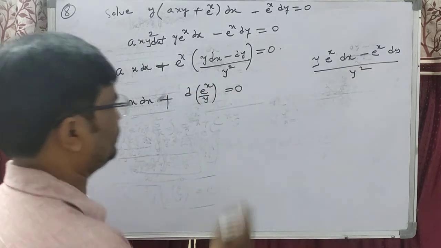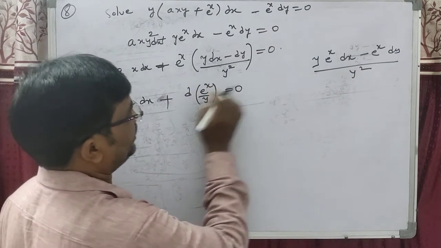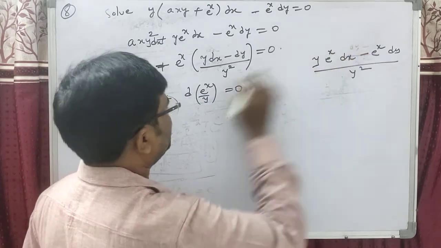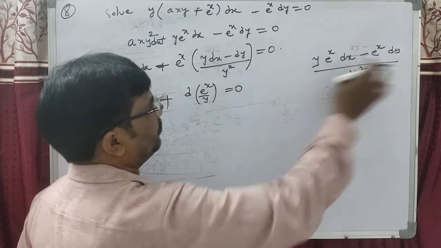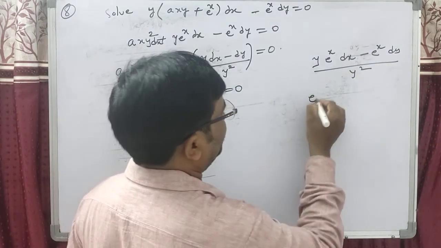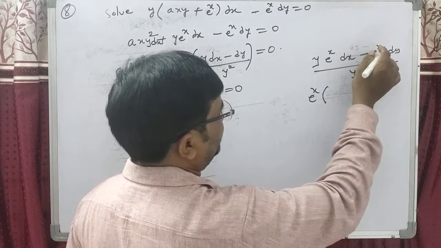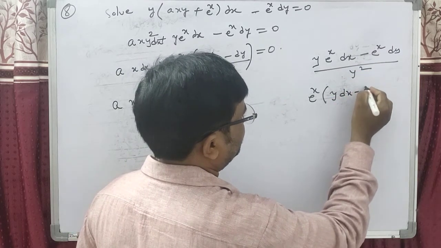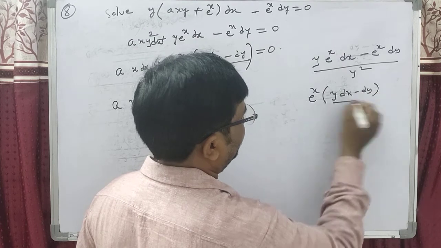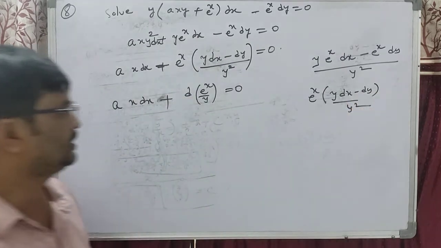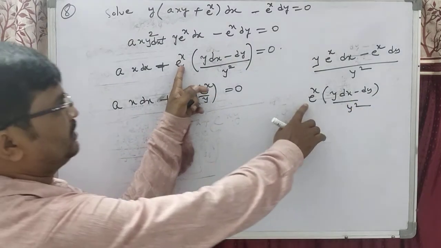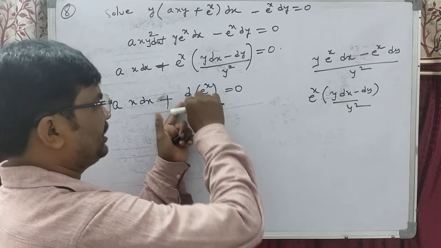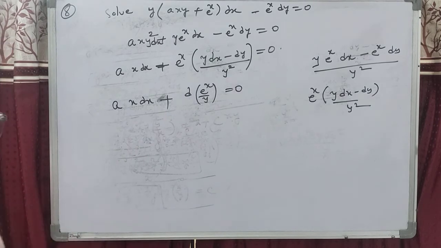How to write it, students? First y into e power x, the derivative of x is dx, minus e power x into the derivative of y, dy. We can take the common factor e power x, and the remaining is y dx minus dy by y square. Yes or no, students? That is e power x into y dx minus dy by y square, which is simply the derivative of e power x by y.